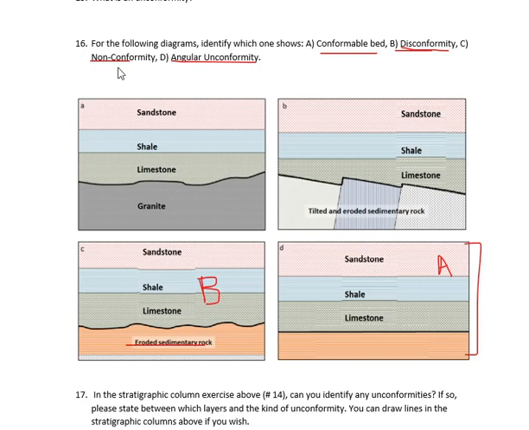Next is a nonconformity. Remember, in a nonconformity, you have sedimentary rocks deposited either upon a plutonic rock or a metamorphic rock. That's granite right here. Sandstone, shale, limestone on top of a granite. That's definitely going to be your C, your nonconformity. And an angular unconformity, you can obviously see there are these tilted layers here, with horizontal sedimentary layers deposited on top. So that's going to be your D.